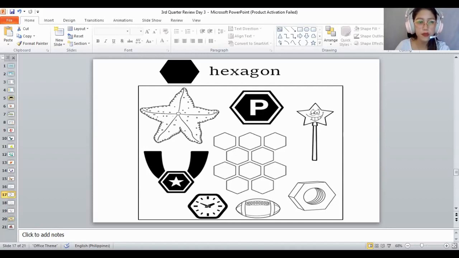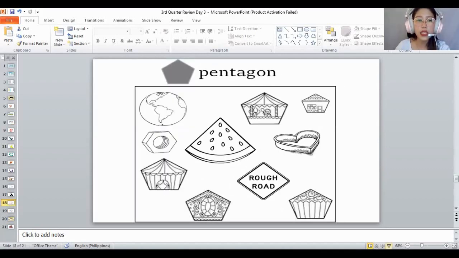Next one. What shape has five sides? It's called pentagon. Yes. We need to color the pentagon using the color gray. Pentagon, pentagon, pentagon, pentagon. How about this one? 1, 2, 3, 4, 5. Oh, that's not a pentagon. It's called X. Did we find all the pentagon shapes? Yes. Again, what shape has five sides? It's called pentagon. Good job.